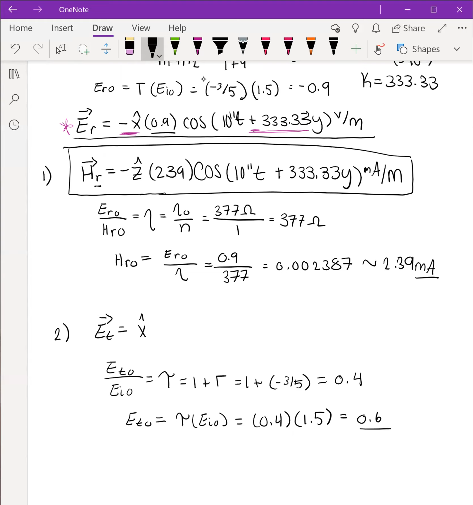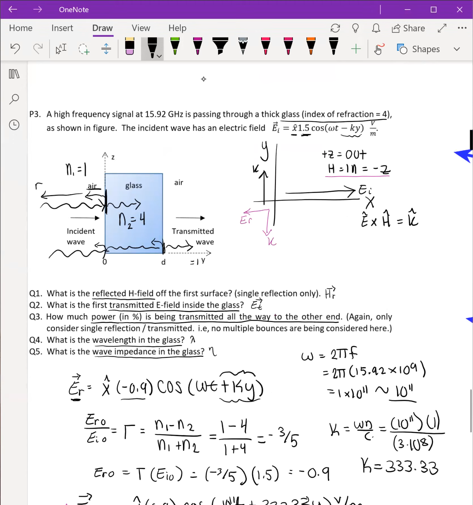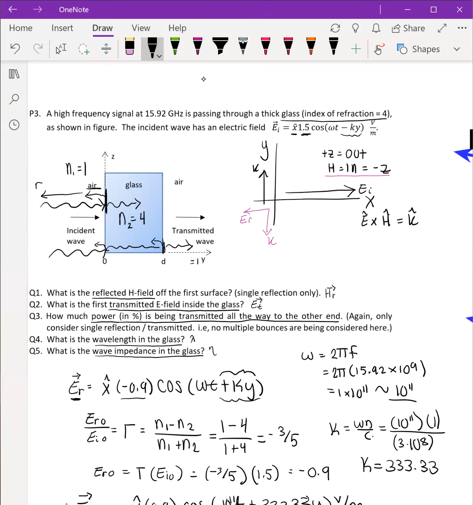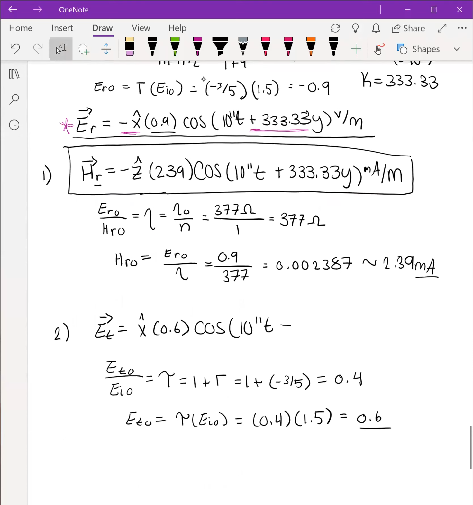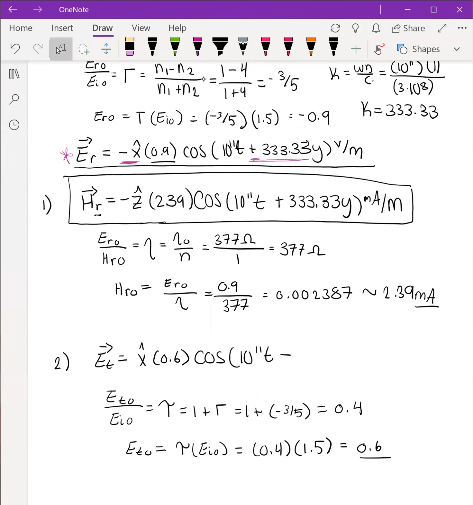So we can plug that in, 0.6, assuming that they're in phase, 10 to the 11t, omega does not change, and minus ky. So here we're looking at a transmitted wave. So going back to our picture, we're no longer reflecting, we're transmitting, which means we're going through the material. So if we're going through the material, that's the same direction as our wave propagation for E sub I. So that means our wave propagation is a minus ky here.